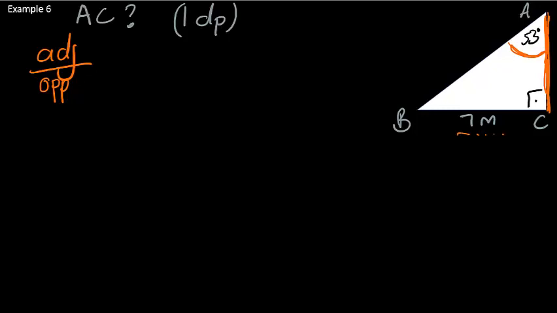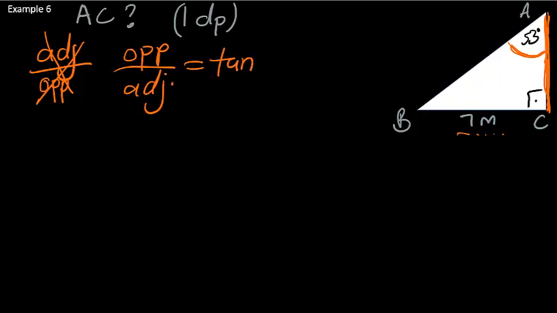I have not yet taught you this. So instead of doing adjacent over opposite, let's use what you know. We'll come back to that later in the year. Let's say we do opposite over adjacent, because you know this one. Opposite over adjacent is tan, right? So tan of 53 degrees is going to give me opposite over adjacent.